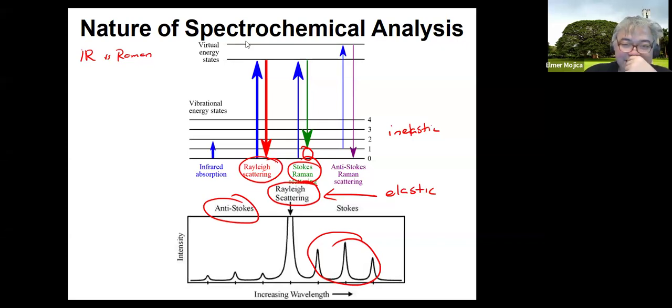But with inelastic scattering, a photon is first absorbed by a particle and then emitted with a change in its energy. And that is what we call the Raman scattering.